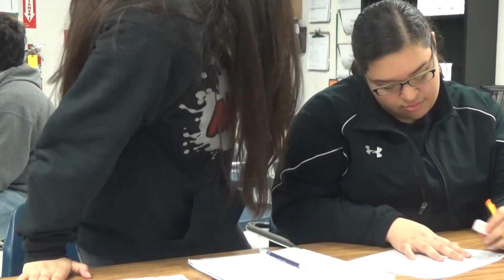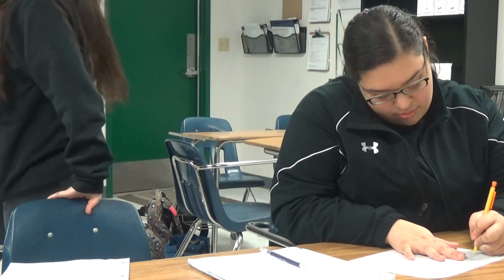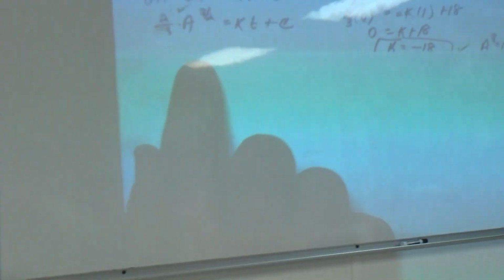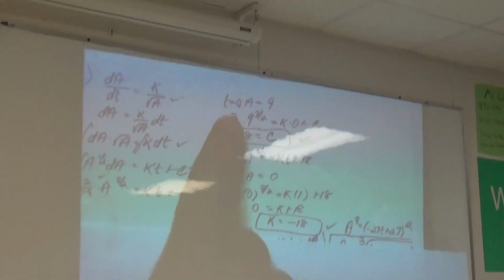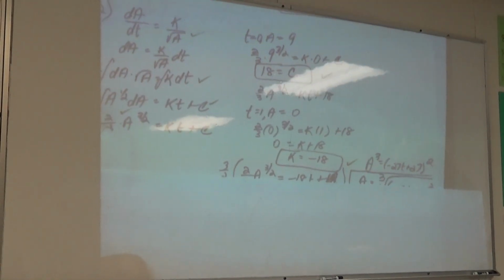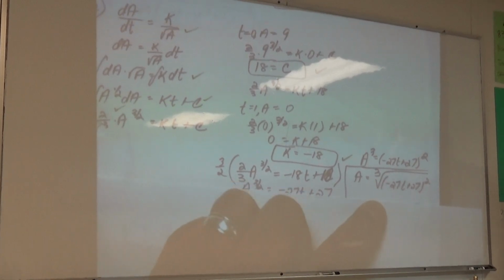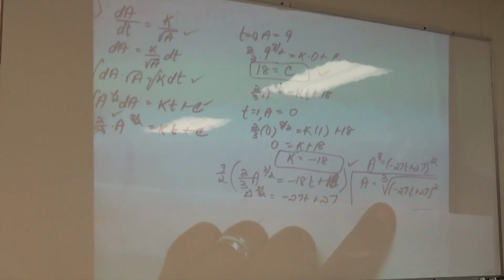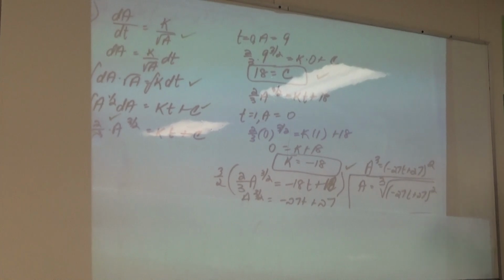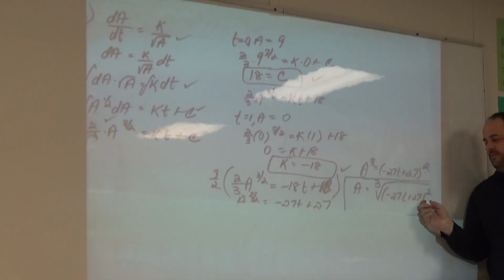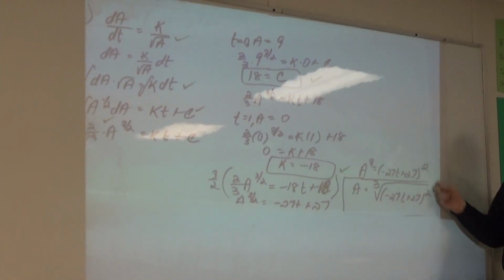Alrighty. All right, so if all goes well, you guys made it to 2/3 A to the 3 halves equals kt plus C. And from what I saw, most folks made it here. Okay, from there, use the initial condition early. I chose to do that. It made life a little bit easier. You don't have to. You could solve it for A. Either way, you're going to get A is the cubed root of negative 27t plus 27, the whole thing squared.